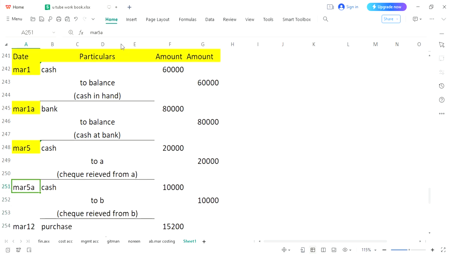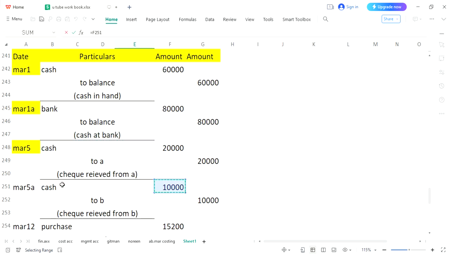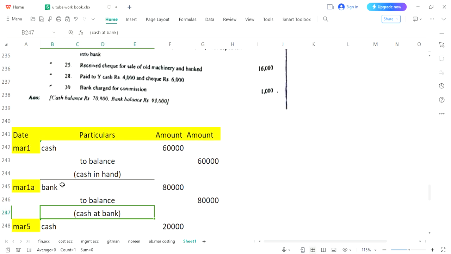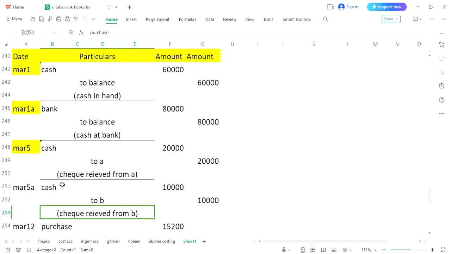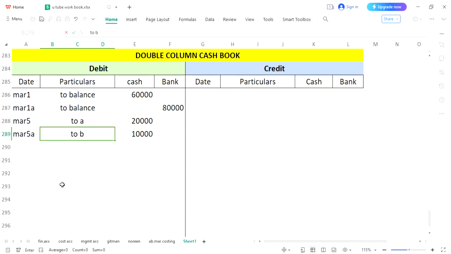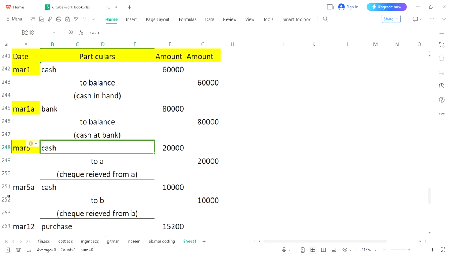Now next is March 5A, where cash is present on the debit side. So March 5A, cash is present on the debit side. How much? 10,000. So you will put 10,000 on the debit side. Now we will see what is written on the opposite side, B. So we will write B over here. So guys, in this way, the March 5A entry is also completed. We will mark it as completed.